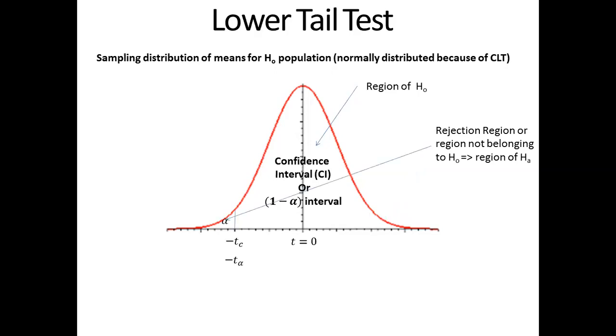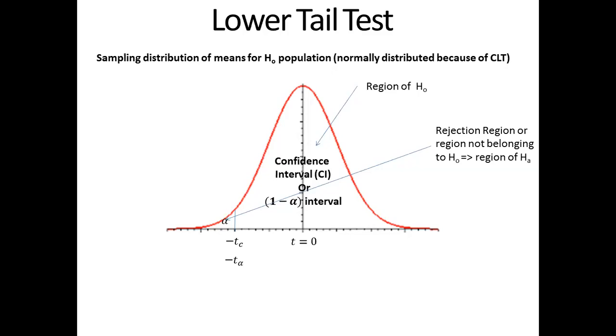The second case is for the lower tail test. Over here again we have the sampling distribution of means for the H naught population, and we can see that we have some critical t value over here again, and this is on the left hand side. And this critical t value shows that on the right of this critical value we have the region of H naught, and on the left of this critical value we have the rejection region.